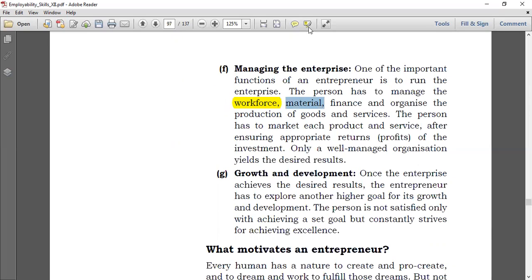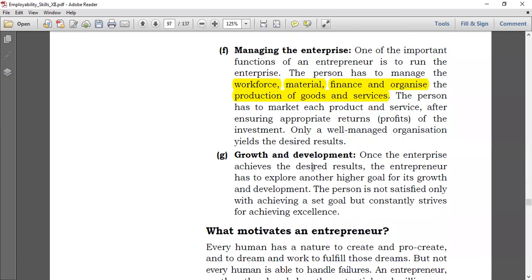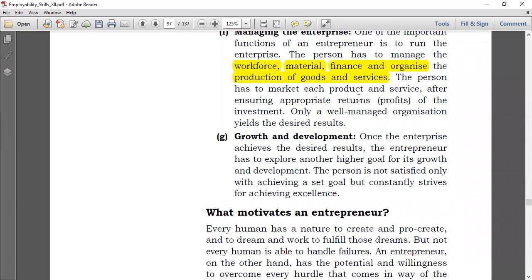Material, managing the material, raw material और final goods, इनको मैनेज करना, उनकी स्टोरिंग करना, उनको कहीं कहाँ लगाना है, कैसे ट्रांसपोर्ट करना है, all such things. Then finances, whatever money you are getting, whatever resources you are getting, उसको manage करना, right? And production of goods and services, whatever you are doing at your business, so all such things are to be managed, right? So that you can get appropriate returns, appropriate profit.